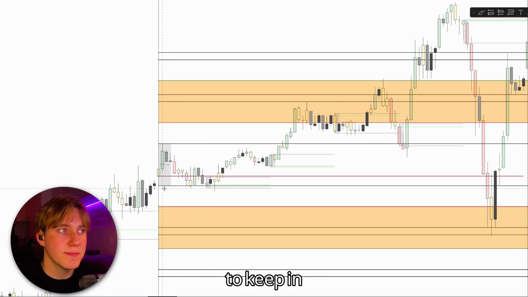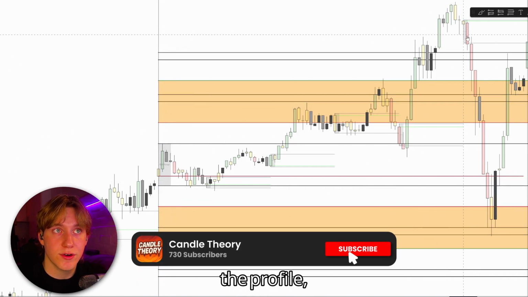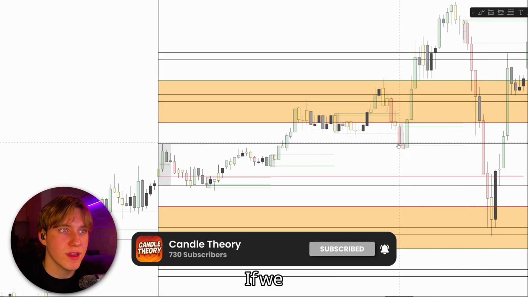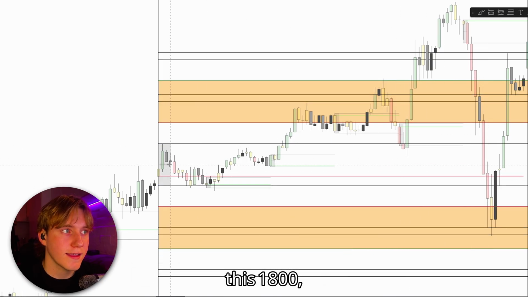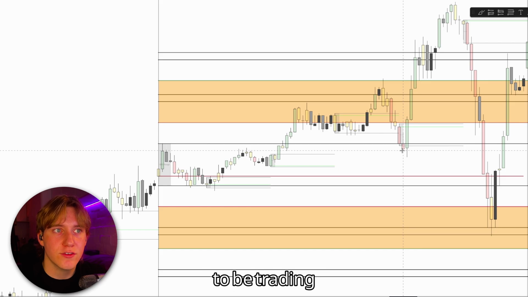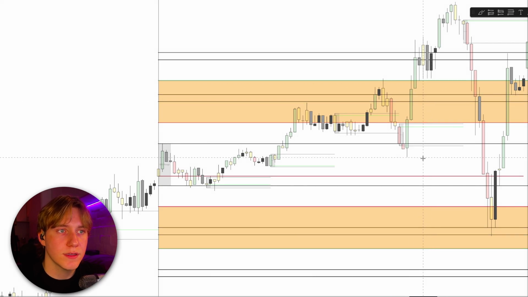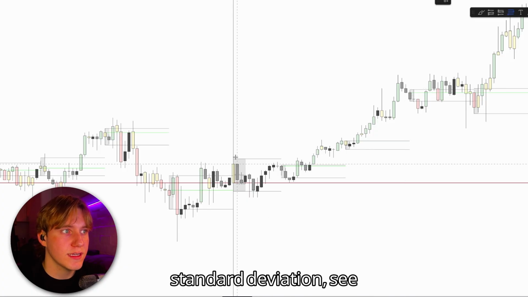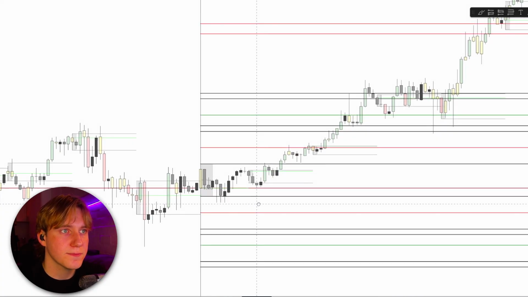I want us to keep in mind this 1800 profile of this day is going to be our draw on liquidity pretty much every single day. So if we're above this MCR of 1800, the profile, we're pretty much going to be trading towards it. If we open up on this 1800, we're probably going to be trading away from it. So let's look at another day's 1800 standard deviation, see if we can find something.